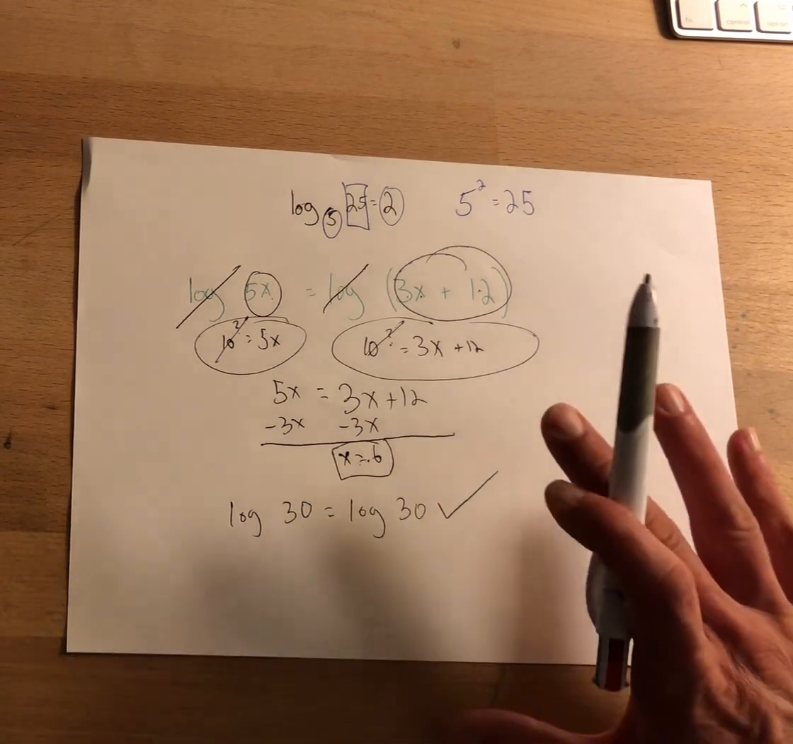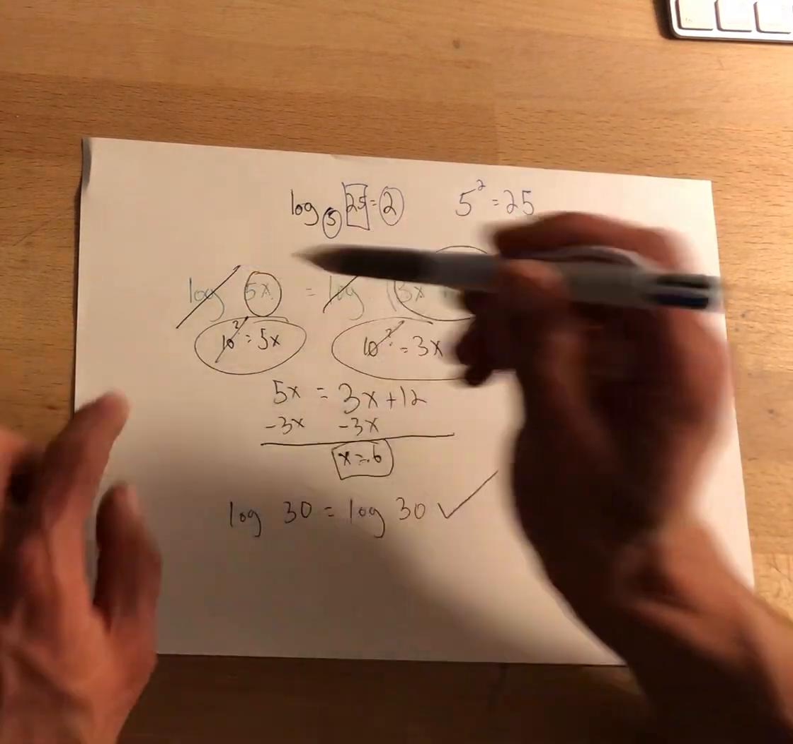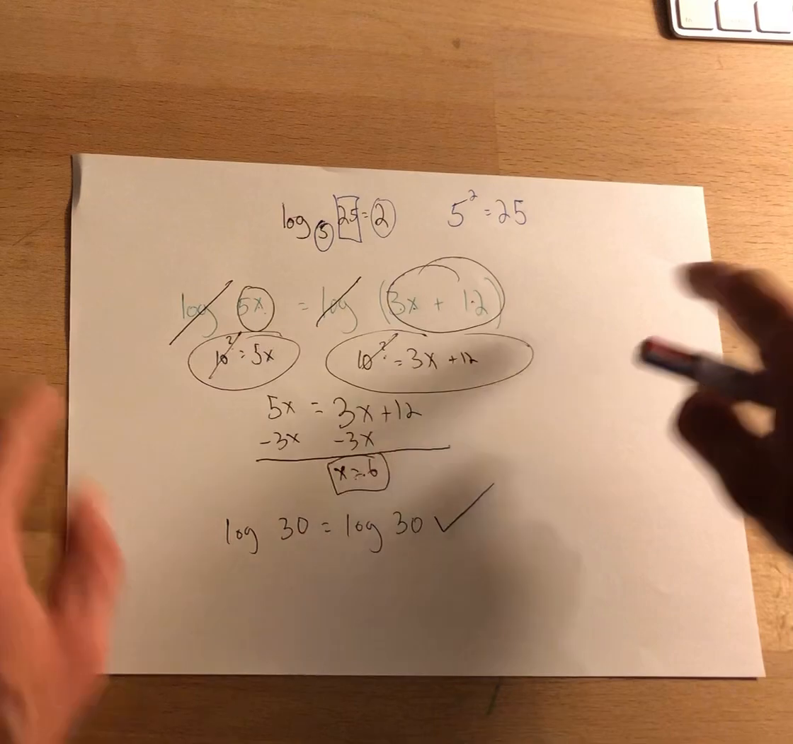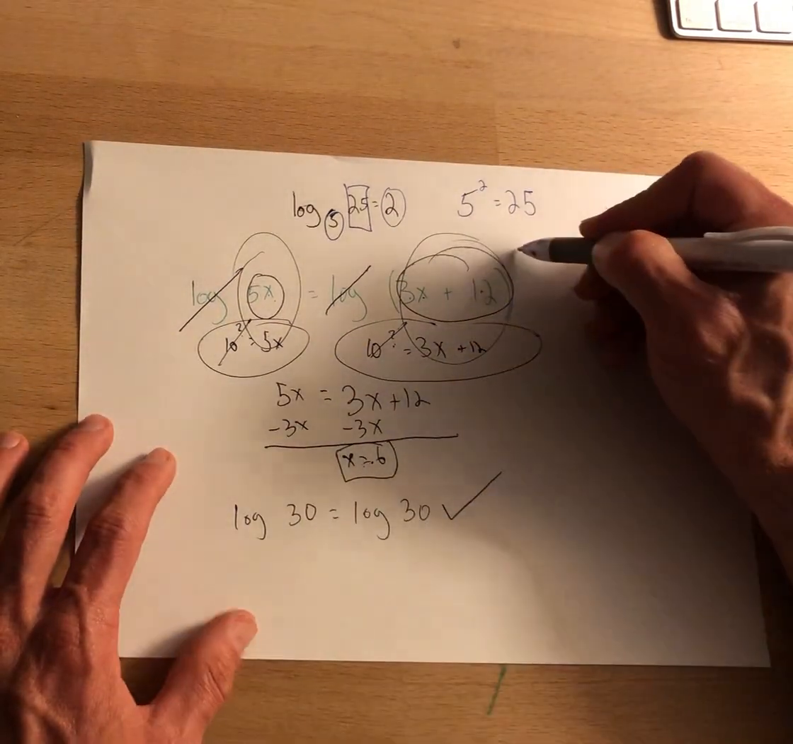So just a shortcut: whenever you have the log of two values, and you just have one log and one log, nothing else, get rid of the logs and set these two values equal to each other.